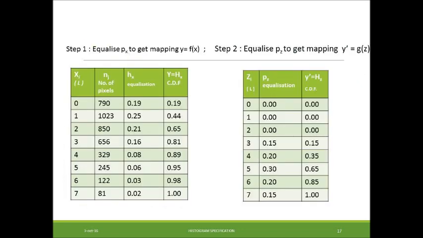Step 1. Equalize Px to get mapping y equal to f of x. Here the first column represents the levels, Xi, where i ranges from 0 to 7. i is nothing but the intensity levels. Here for convenience we take 8 intensity levels. That is, 0 belongs to black and 7 belongs to white, and in between we have the transition values from black to white. Here, the second column represents the number of pixels corresponding to each of the intensity levels.